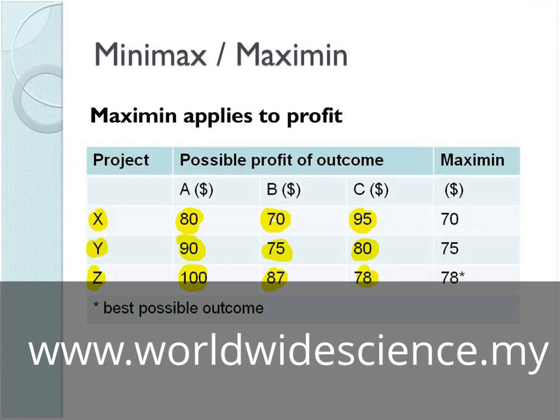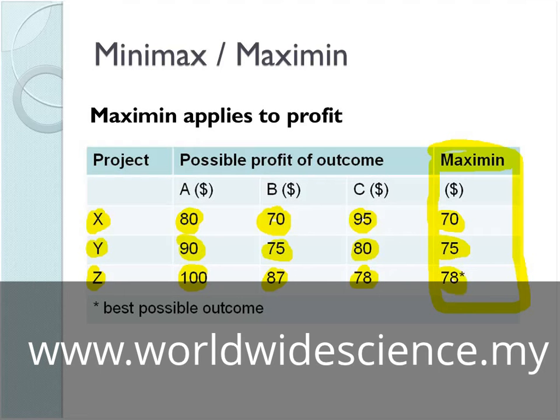And from these possible profits of the projects, we have to select the lowest profit. As you can see in the Minimax box, we selected the lowest profit from the project X. What is it? It's 70, right? The type B has the lowest profit for the project X. In the project Y, the lowest amount is, as you can see, 75. And for project Z, 78 is the variant C, the lowest profit.